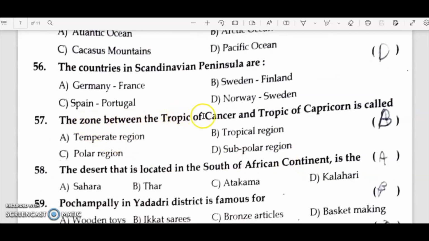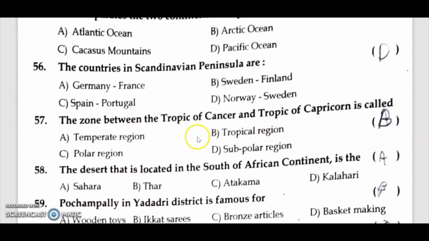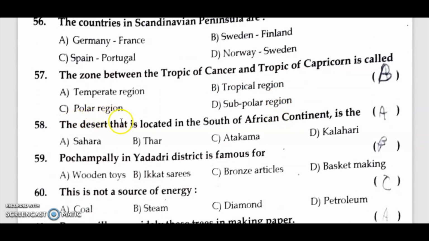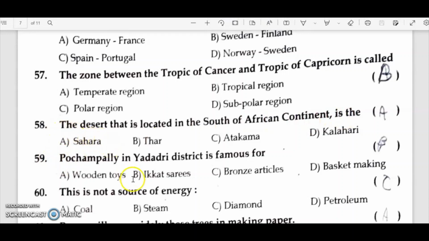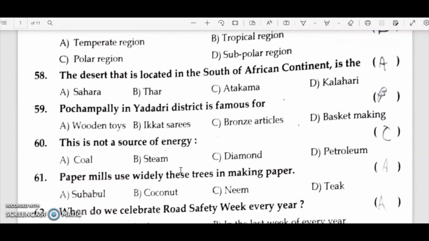The zone between the Tropic of Cancer and Tropic of Capricorn is called the torrid region, which is also known as B. Tropical region. The desert that is located on the south of the African continent is A. Sahara. The Pochampalli in the Yadadri district is famous for B. Ikat saris.